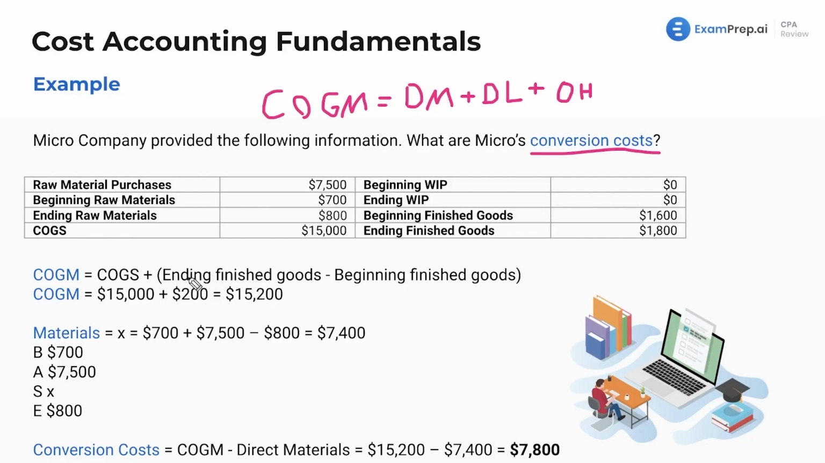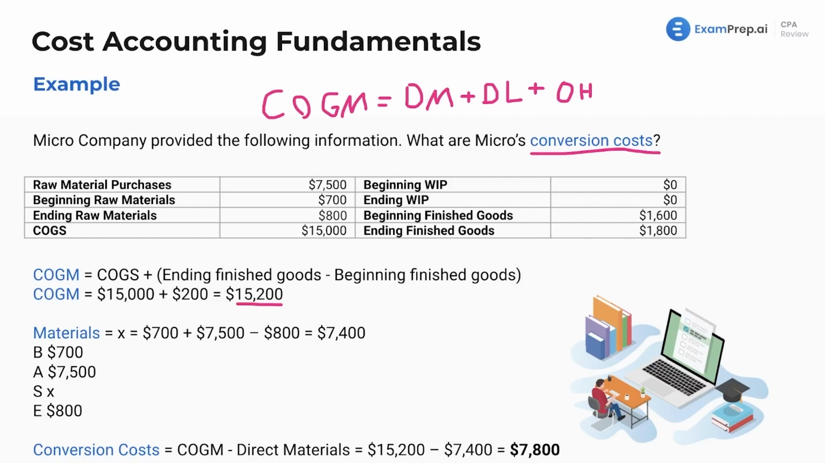As such, the change in our finished goods is 200, right? 1800 minus 1600. That gets us to 200. And then COGS is given right here. So cost of goods manufactured is 15,200. Now, conversion costs are right here, right? We've got our formula. So COGM is 15,200, and we've got it down here.